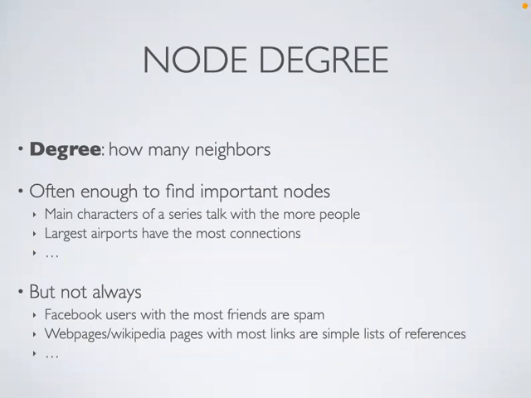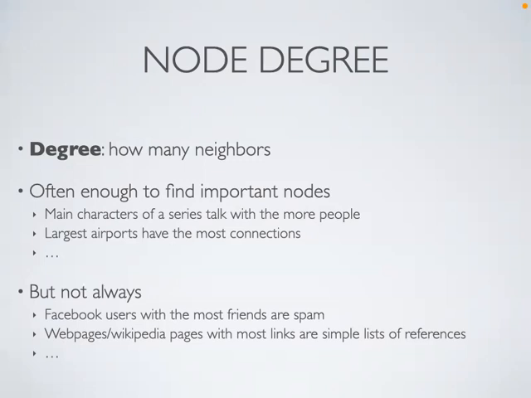For instance, if you think about a network representing interaction between people in a movie series or in a book, the characters that have the most interaction with others are probably the most important ones. That's a way to identify the largest airport in a network in which nodes correspond to airports and links to connections between them. Probably the airports with the most connections are the most important ones. And of course, in an online social platform like Twitter, the nodes with the most connections are also probably the most important ones. But not always.